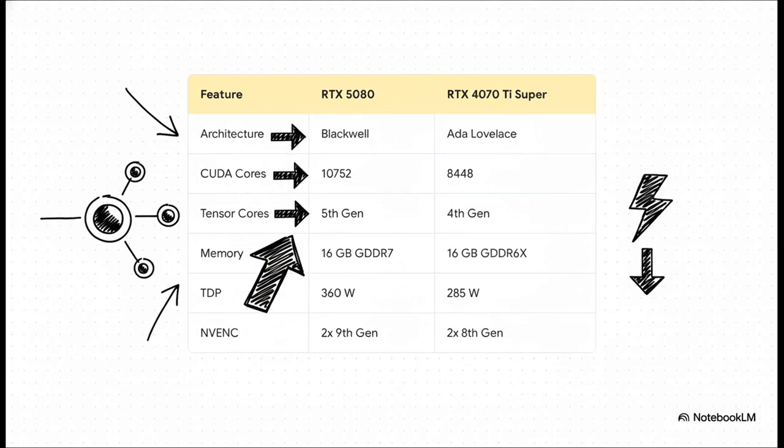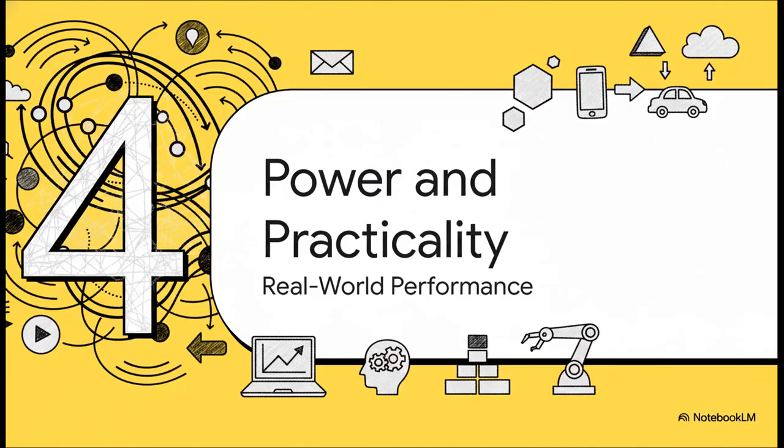Here's a quick side-by-side summary for you. You can really see the 5080's lead in core counts and memory tech, but then you also see the 4070 Ti Super's clear advantage in power efficiency. Feel free to pause here if you want to take a closer look at the numbers. So let's move on and talk about how all this plays out in the real world.